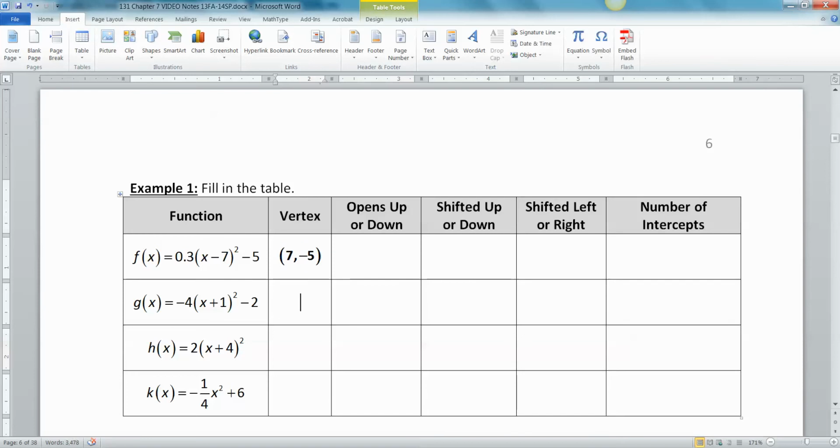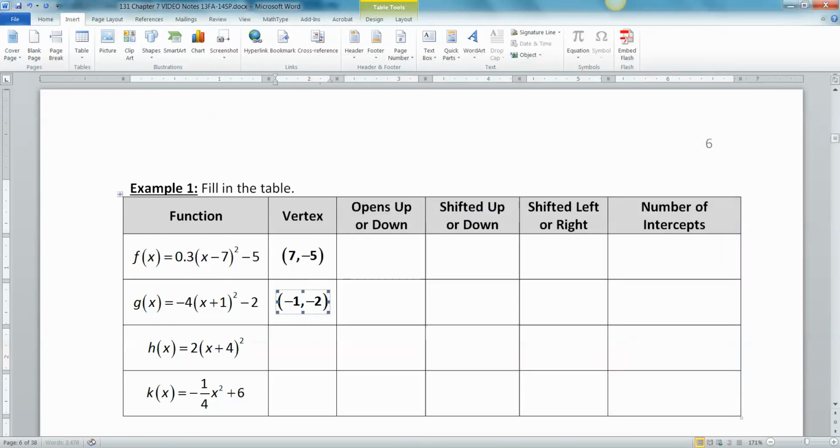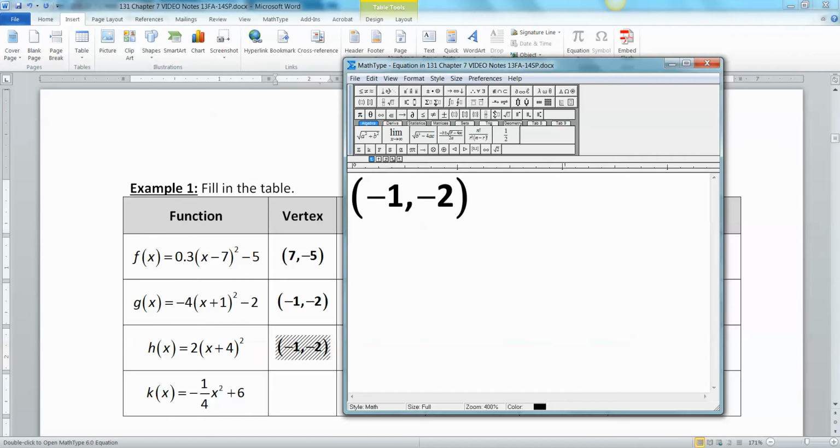All right, so let's go to the next one. h is backwards. So it looks like +1. That means it's -1. K is just like you expect, -2. Done with that one. Now here, it looks like +4 inside that parentheses. So that means it's -4. And then K, we don't have a number added on to the end. So it must be 0.